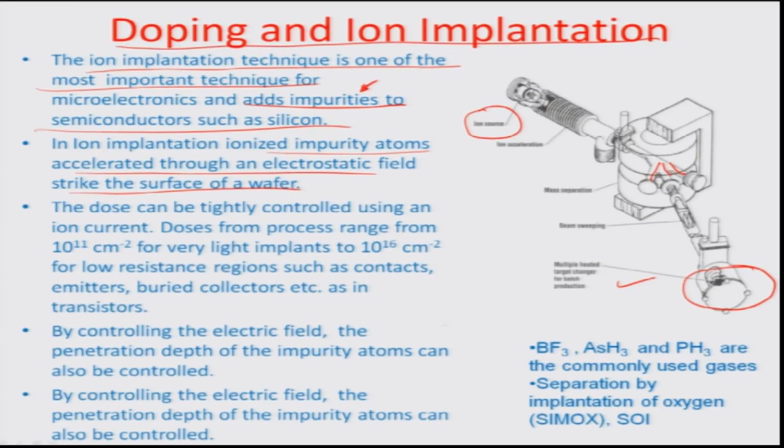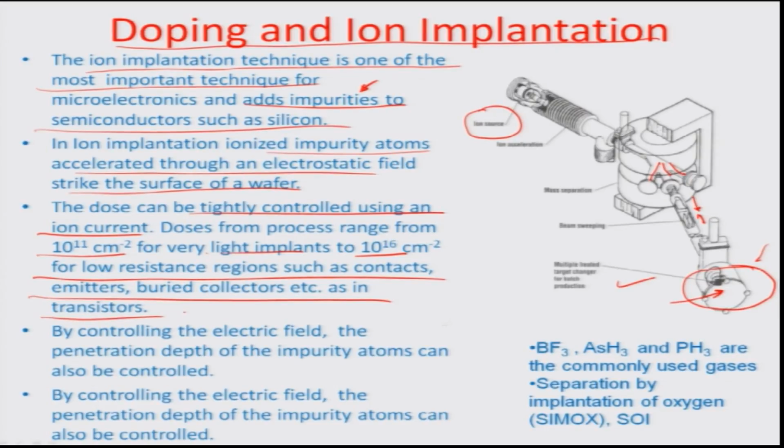And so, you have one particular ion sorting out in a particular direction, going to hit another tube here, which is again accelerated further, so that there are high energy ions of a single kind available at the top of this substrate, which is somewhere here. So, the dose can be tightly controlled using the ion current, and the dosage from the process ranges from 10 to the power of 11 atoms per centimeter square for very light implants, to as high as 10 to the power of 16 atoms per centimeter square for low resistance regions such as contacts, emitters, buried collectors, as in transistors.